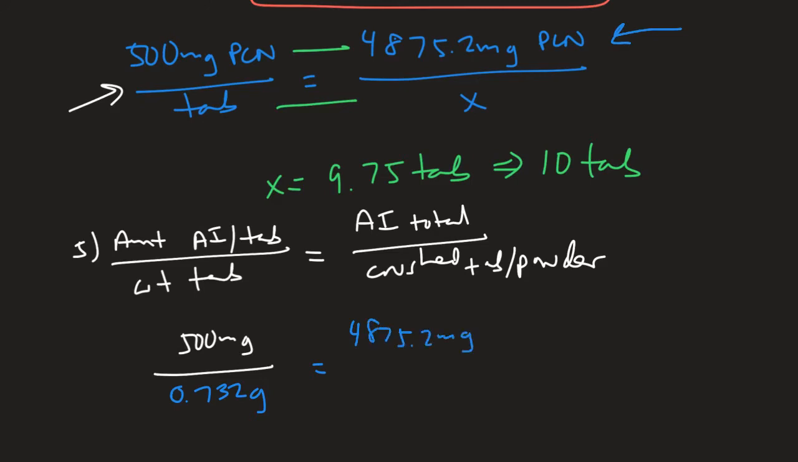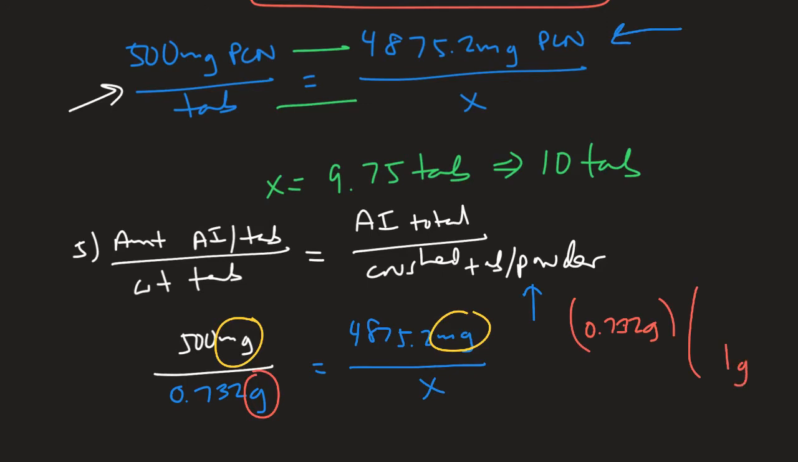4,875.2 milligrams divided by, we're going to solve for how much crushed powder we need. So notice that these units are in milligrams, and this one is in grams. So we need to convert. So 0.732 grams.